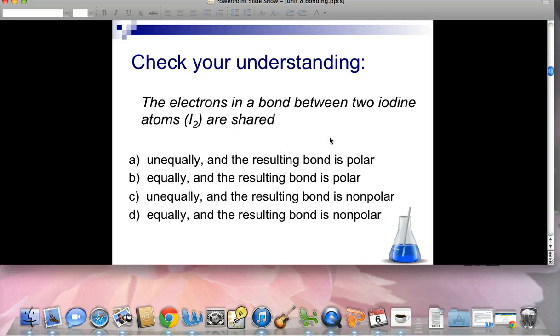So let's check our understanding. The electrons in a bond between two iodine atoms: are they shared equally, resulting in a bond that is polar; unequally, therefore it is a polar bond; unequally, resulting in a bond that is nonpolar; or equally, resulting in a bond that is nonpolar? Well, first off, knowing that they're both the same atoms, we will say that they will be shared equally, so that leaves us with B and D. And the resulting bond, would it be polar or nonpolar? If it's identical, then it would be nonpolar. So again, the answer would be D.